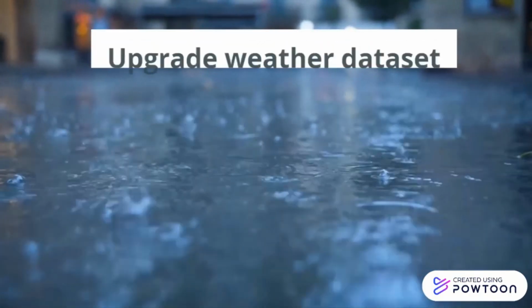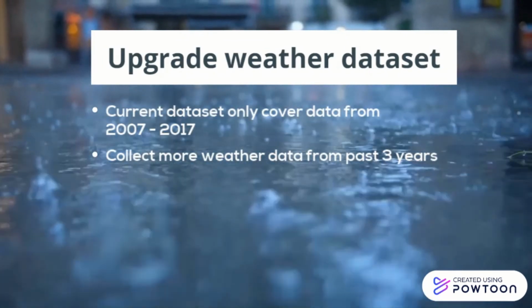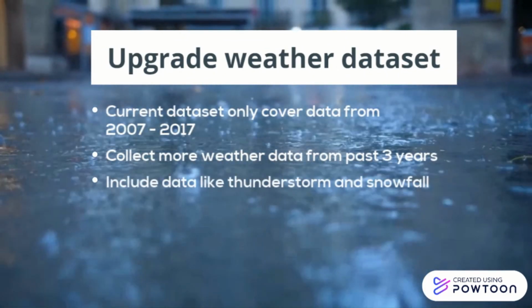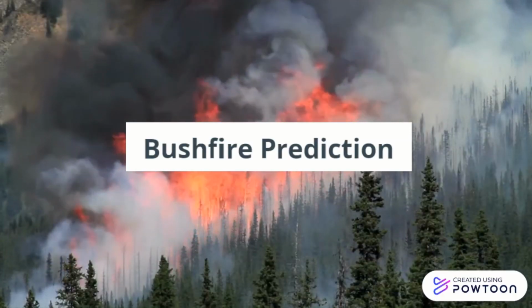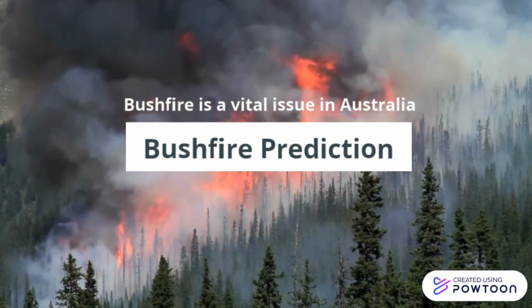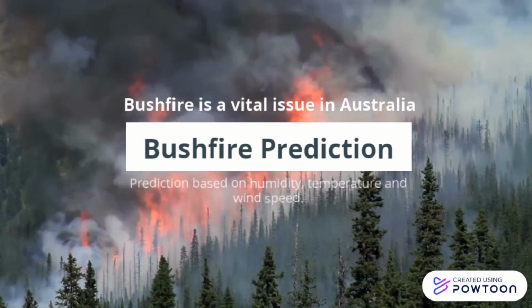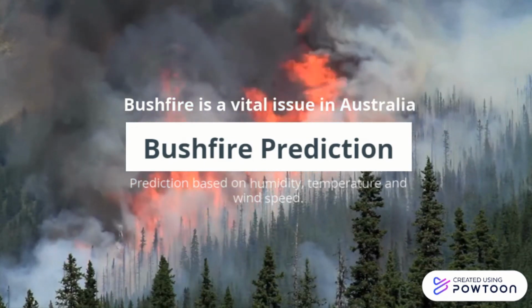For future work, we would like to collect more data from the past 3 years to aid our study on weather in Australia. Besides, we would also like to collect data related to thunderstorm and snowfall as they are valuable data for weather forecasts. Bushfire is another vital natural disaster in Australia. In the future, we would also like to work on the predictions of bushfire in Australia based on the analysis on humidity, temperature, and wind speed.